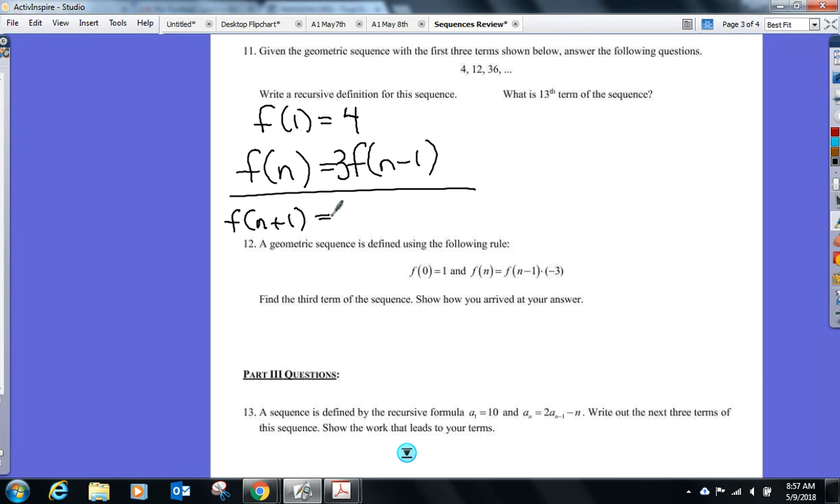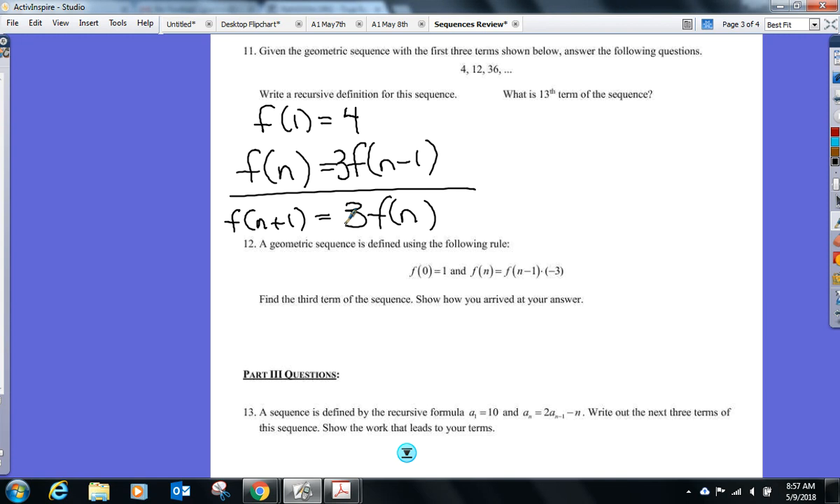If some of you guys started with f of n plus 1 instead, how do you write your previous term? F of n would be your previous term, and then multiply that by 3. Both are 100% correct. Either one, though, you do need to tell me the first term.